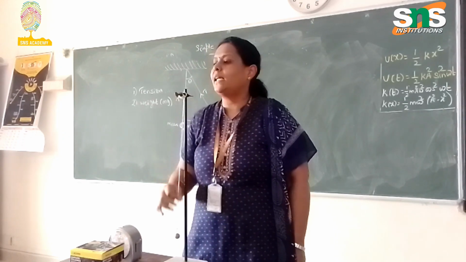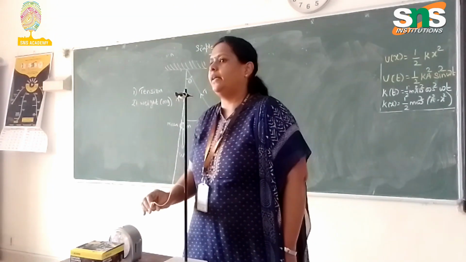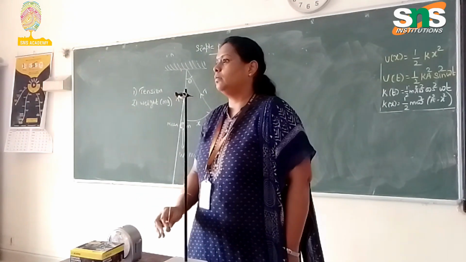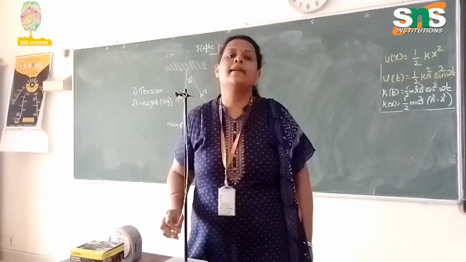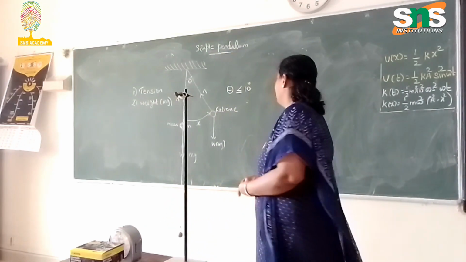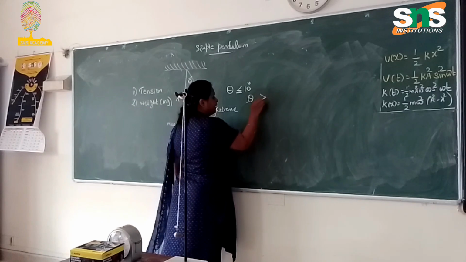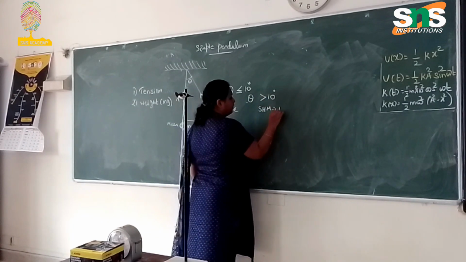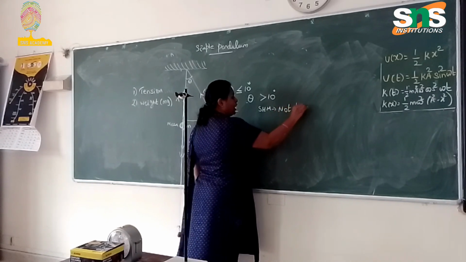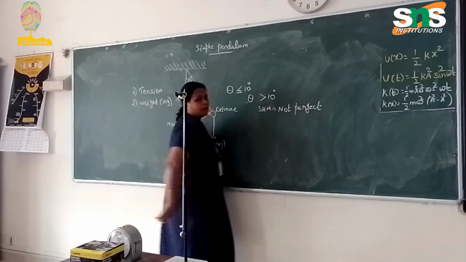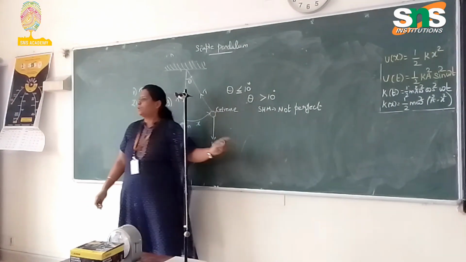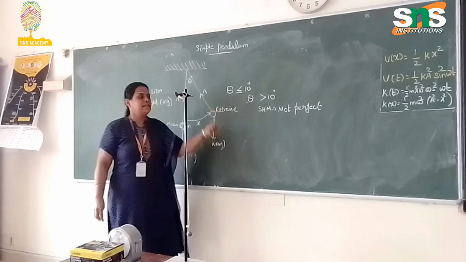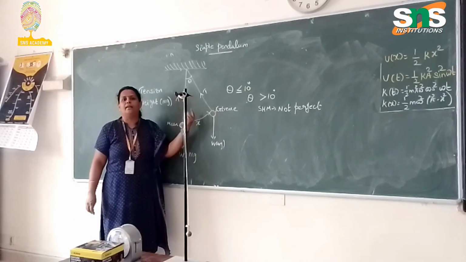If theta exceeds more than 10 degree, the pendulum will not perform SHM perfectly, and your values won't be correct. So while you are doing this experiment, your theta should be lesser than or equal to 10 degree so that your values will be perfect. Understood everyone? This is the important thing I want you to know about this angle theta.